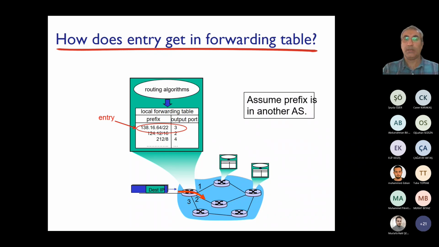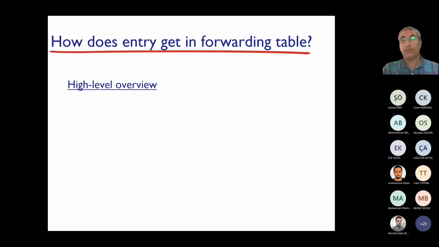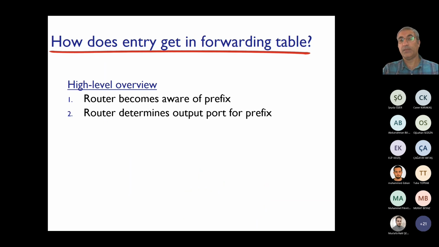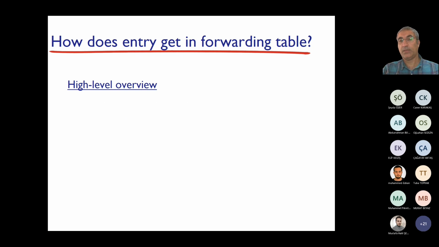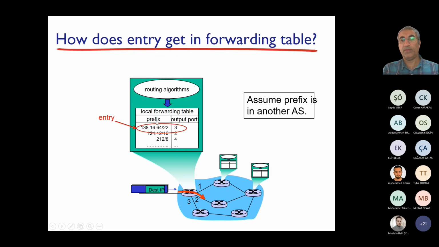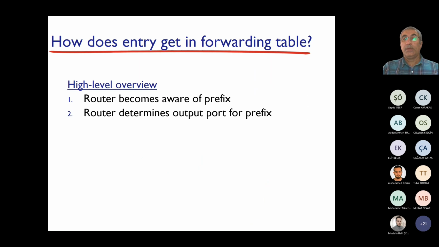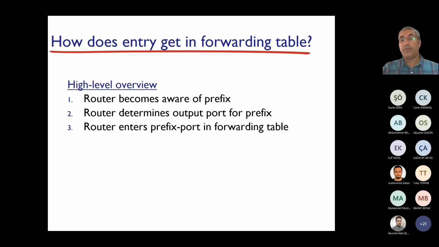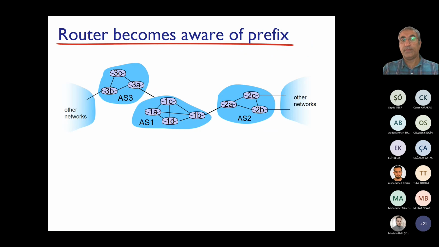So assume the prefix is in another AS, and we have such an entry. Okay, let's look at the steps. The router becomes aware of the prefix. The router determines the output port for the prefix. Remember here, we have this prefix, and the corresponding output is 3 in this case. Then the router enters the prefix and port in the forwarding table.